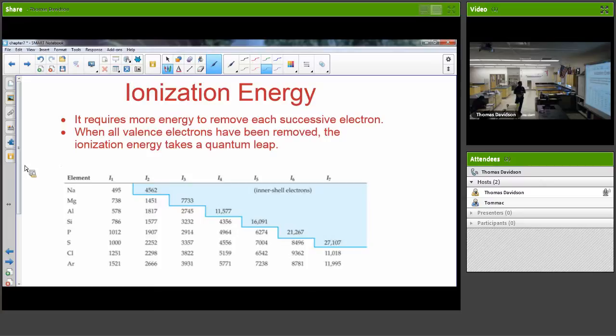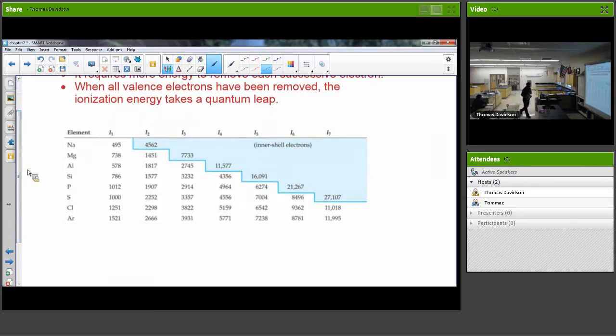So let me scroll down here. Let's ignore Na for a minute, but Mg took 738 for its first ionization energy, and this column would be Mg plus 1, right? Mg is not super pumped to be there. It would like to lose its second one, so it takes 1,451 to remove the second one. All right? But then you have a giant leap, and why is this such a big jump every single time?